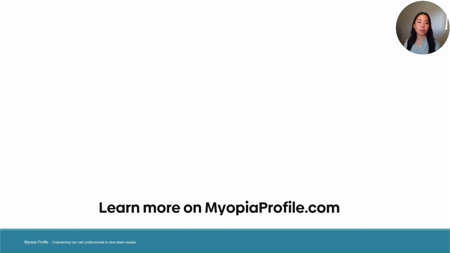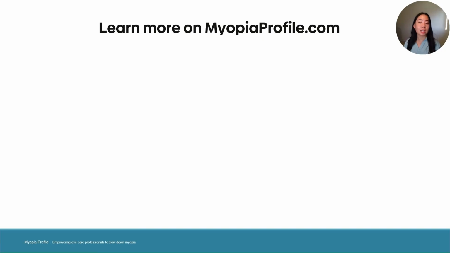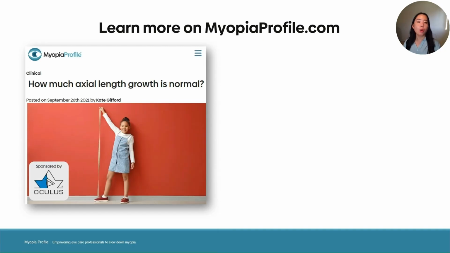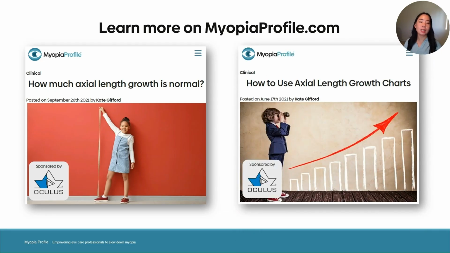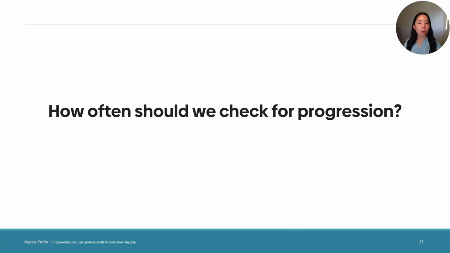You can learn more about using axial length to measure progression in our article, How Much Axial Length Growth is Normal? Or you can learn about the other ways you can use axial length data in our article about growth charts. Another important question to consider is, how often should we check for progression?